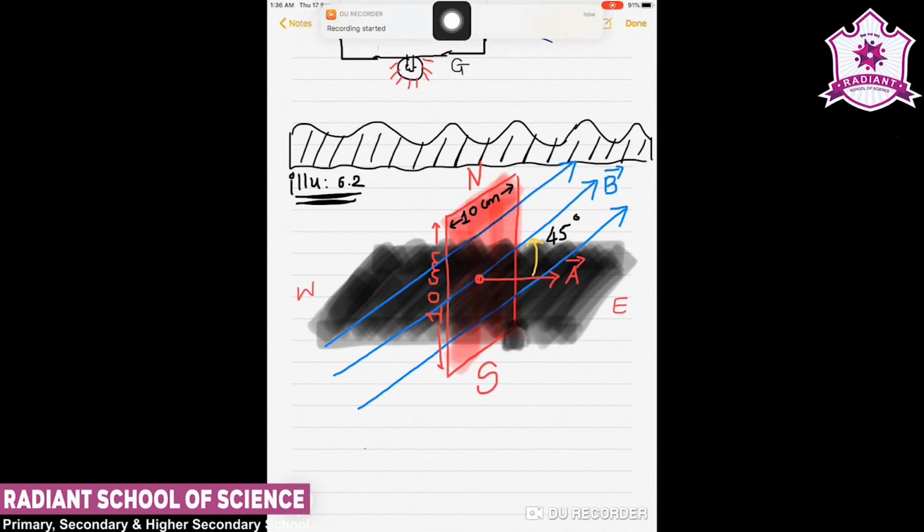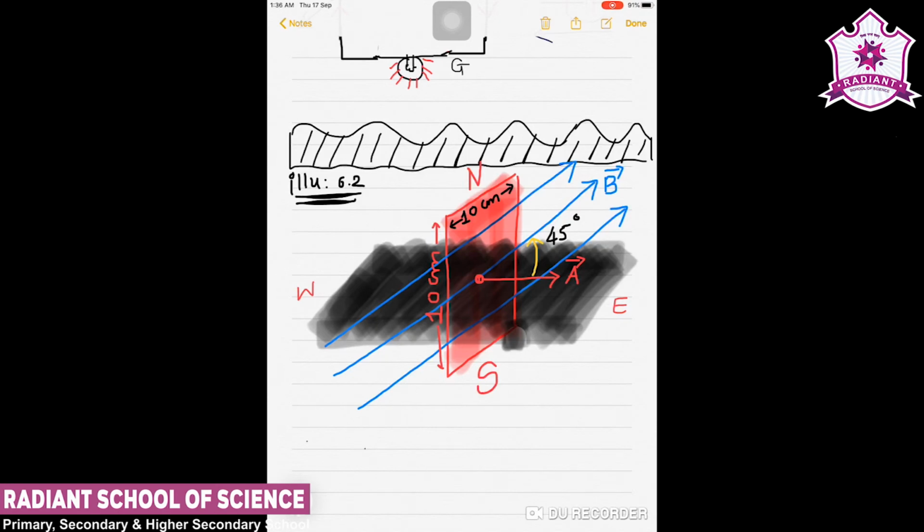Hello dear friends, now we will see illustration number 6.2. In this illustration, first of all we will see what is provided, and according to that we will find what is being asked. We are given a square loop of side 10 centimeter and a resistance of 0.5 ohm.